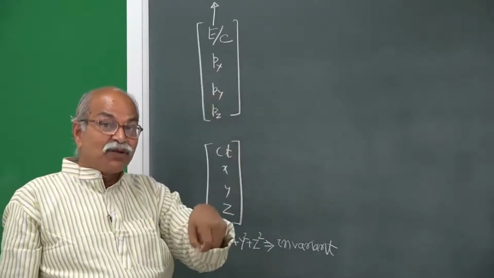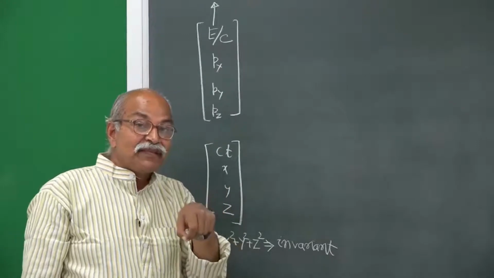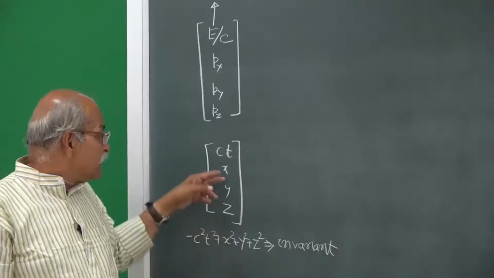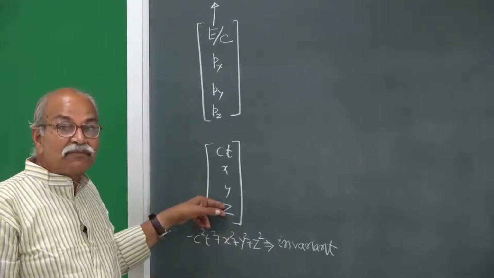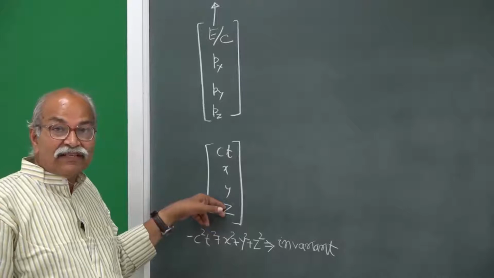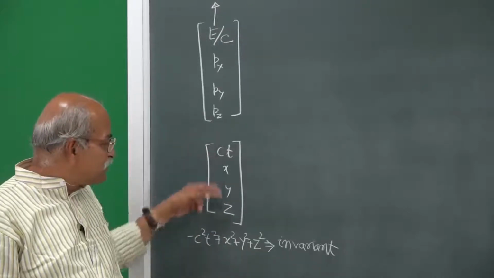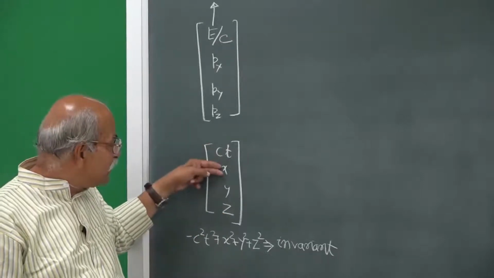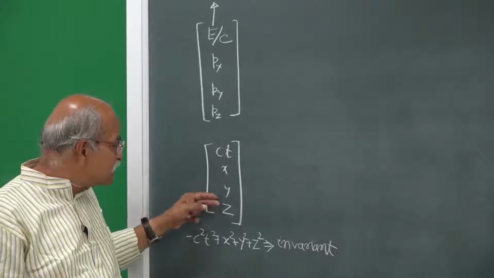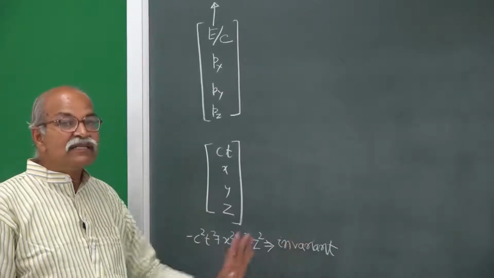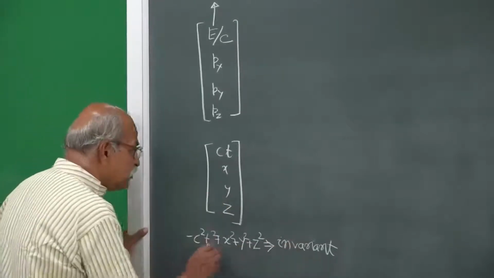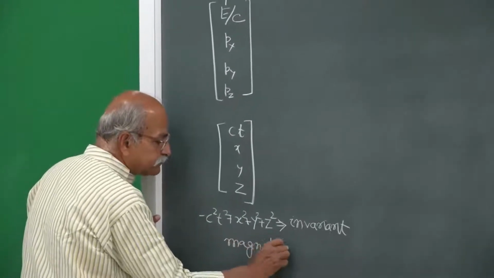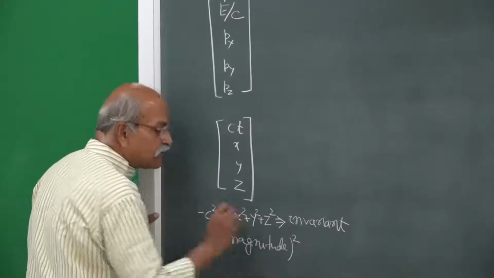Just like in our normal 3-dimensional geometry, the magnitude of a vector, of course the square of that, is x square plus y square plus z square, the position vector. So, here for the 4-vector we define a similar quantity, and that will be minus c square t square plus x square plus y square plus z square, and that quantity remains invariant. So, it is a kind of magnitude square of this vector.